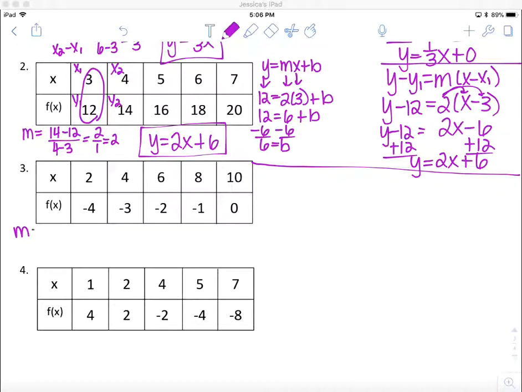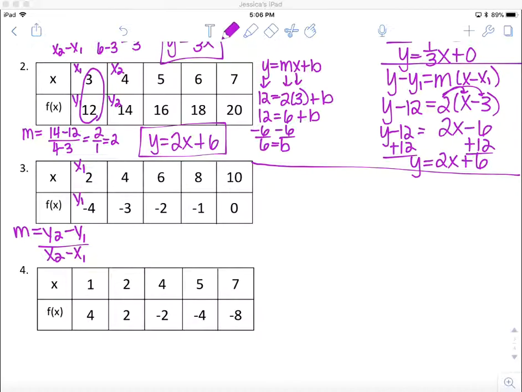Alright, for number 3, first I'm going to find my slope. And again, you can choose any 2 points. I would try to avoid negatives as much as possible if you can, but if not, it might not always happen. So for this one, you could choose your last 2 points, but since they're all pretty much negative, I'm just going to stick with the first 2.